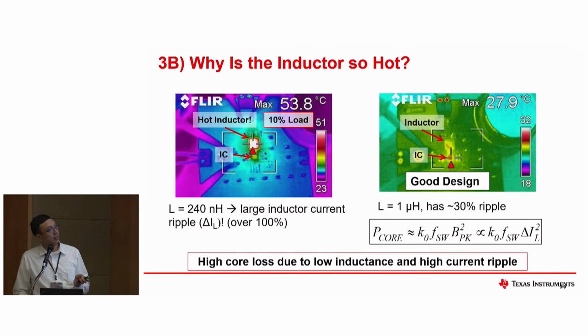So yeah, it's usually because of the inductor selection. The inductor chosen here has a very large inductor current going through it. This design used a 240 nanohenry inductor. And when you choose a higher inductance, like 1 microhenry, you could have much lower heat dissipated in the inductor. So yeah, it's because of the high core loss, because of the low inductance.